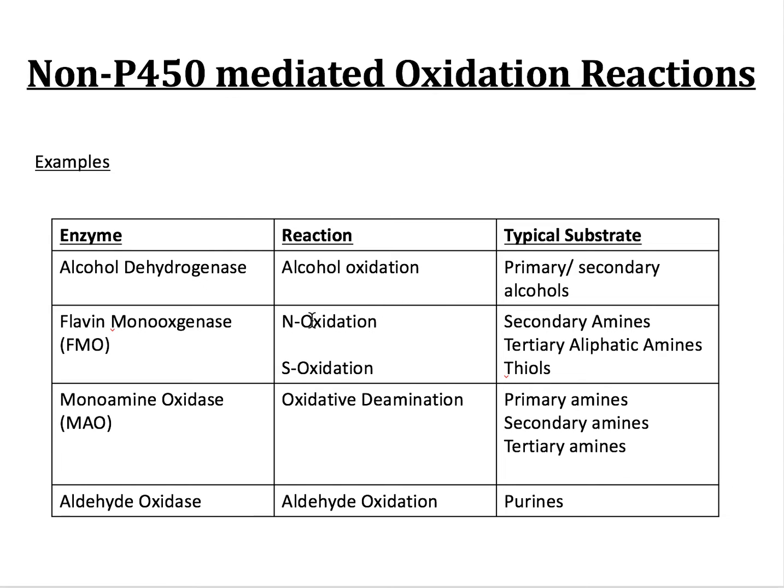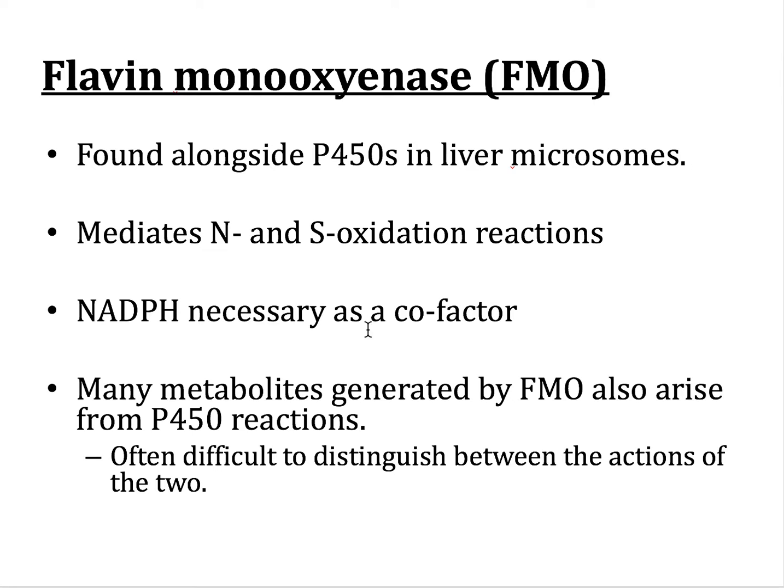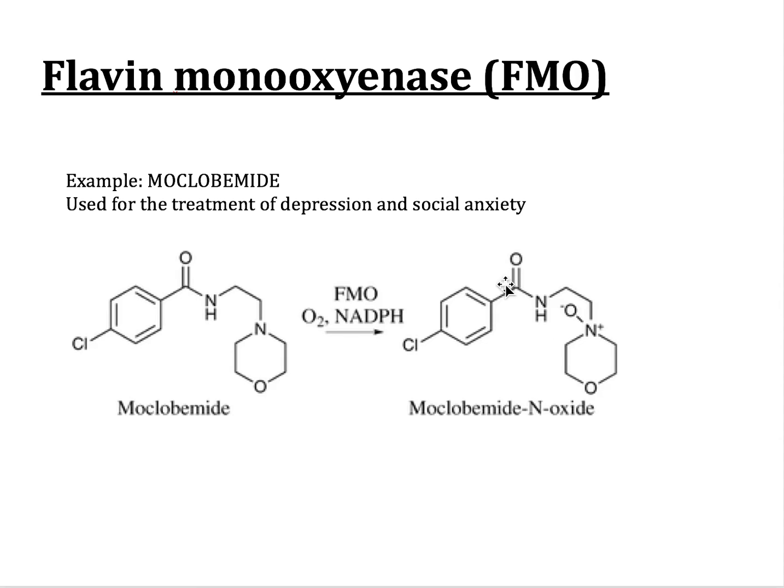Now, N-oxidation and S-oxidation usually take place via the same enzyme, flavine monooxygenase, and it's found in the liver microsomes. Liver microsomes is another fancy way of saying endoplasmic reticulum, which mediates N and S oxidation. NADPH is a necessary cofactor, so you need NADPH and you need the enzyme flavine monooxygenase, FMO, and the reaction is as simple as what happened in the N-oxidation before.